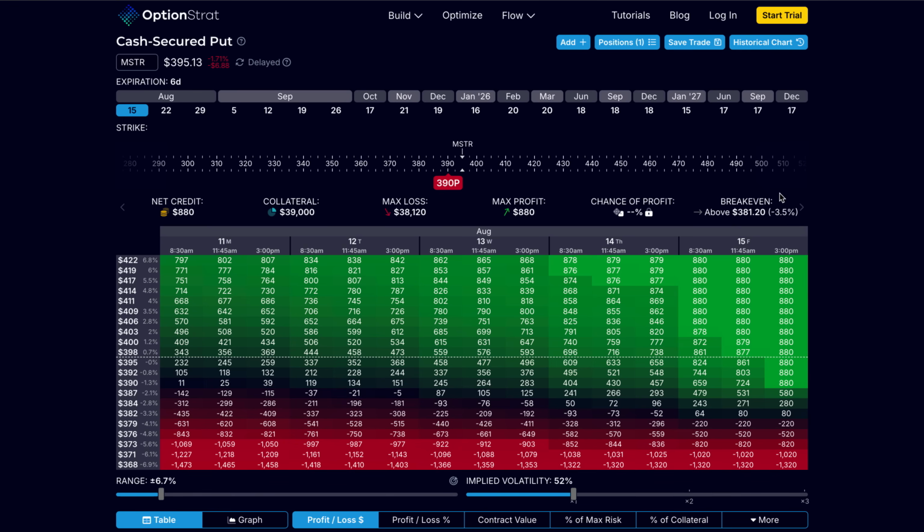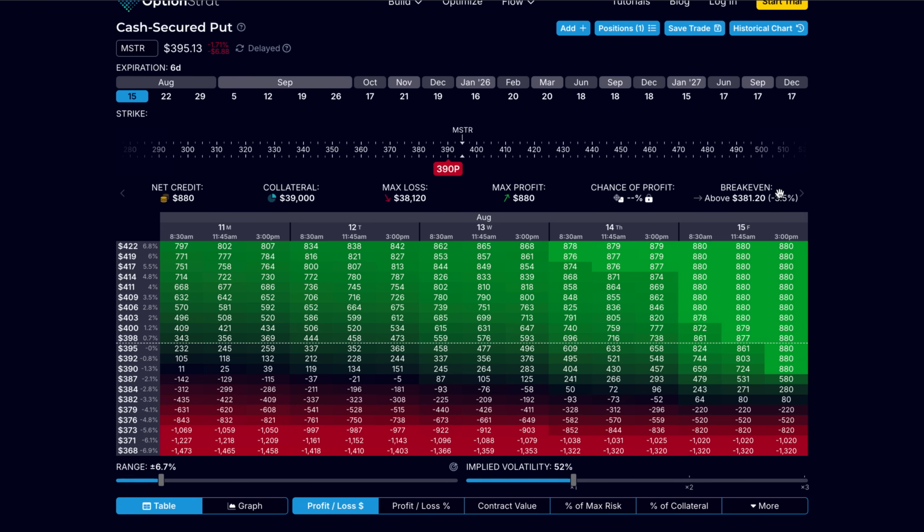And so ideally, what would we want to happen here? We would want the put that we sold to expire worthless. That's going to happen if at expiration, the price of the stock is at the strike price we selected or higher. And so we can visually see this on the P&L chart. You can see at expiration, if we're at $390 or higher, we're going to make our max profit of $880. And then if we're below that at expiration, you can see what your profit or loss might be depending on the share price here.